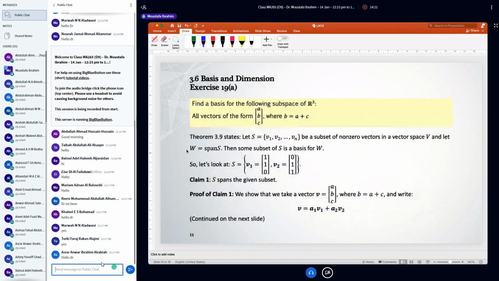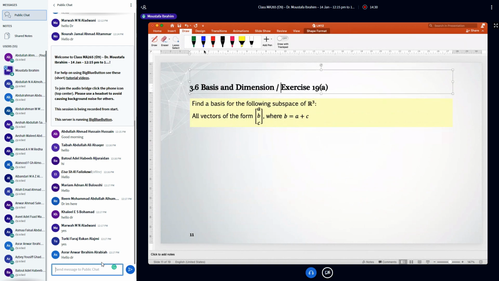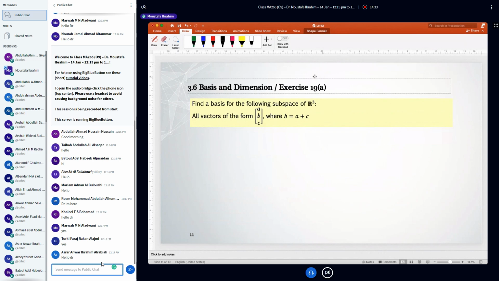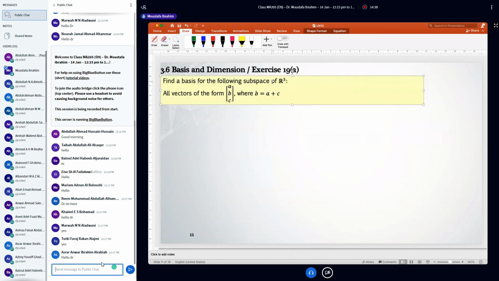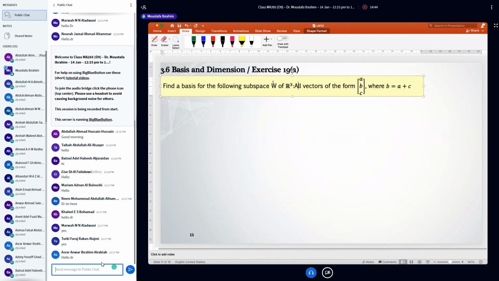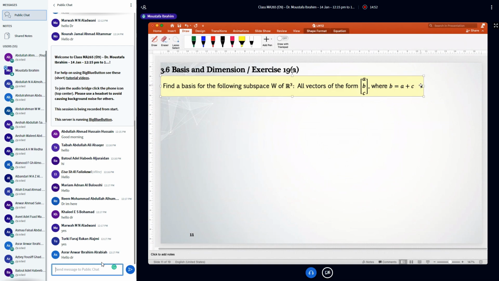Now we will study subspace. What do we know about subspace? A subspace itself is a vector space. So we can also find a basis for a subspace. This is exercise 19 from the textbook. Find the basis for the following subspace W of R3 consisting of all vectors of the form (A, B, C) such that B equals A plus C. It's very easy, guys. Today's lecture is very, very fast and very easy.